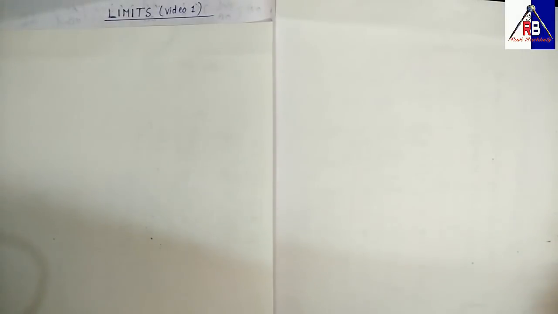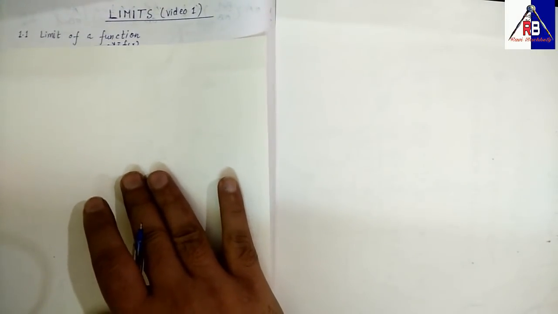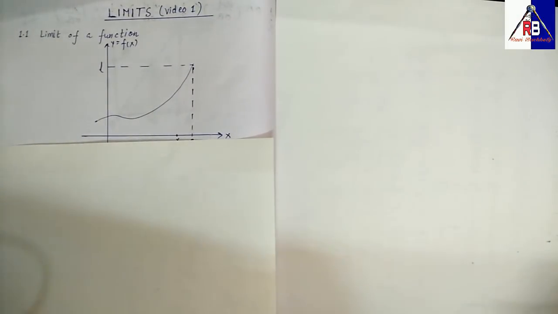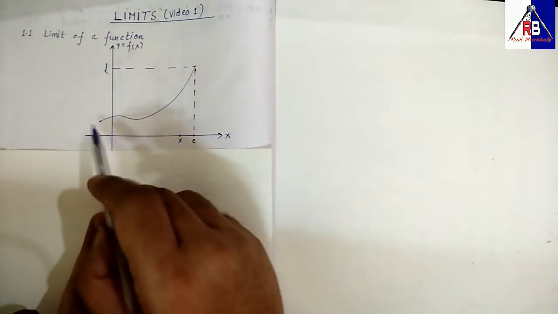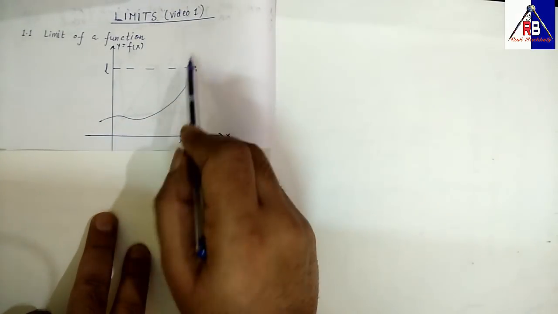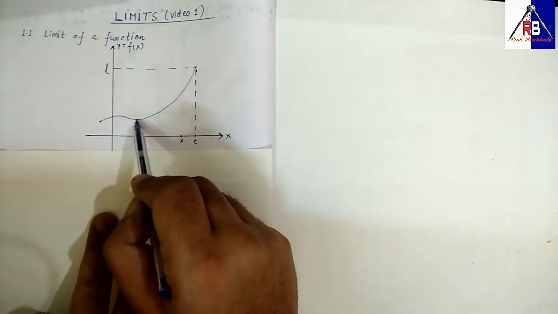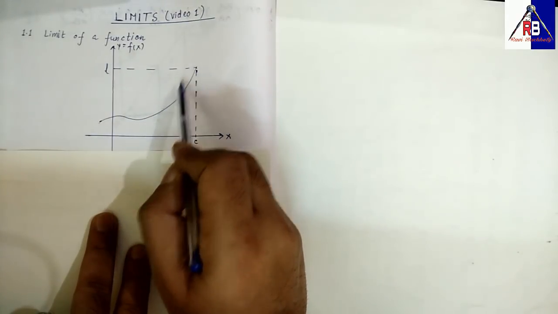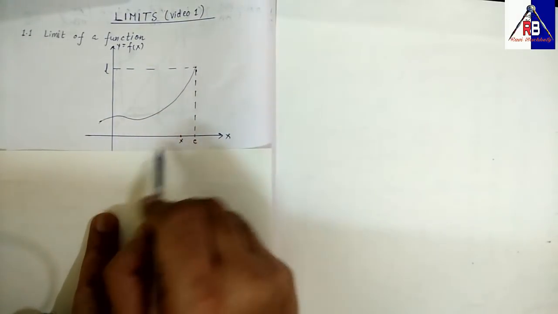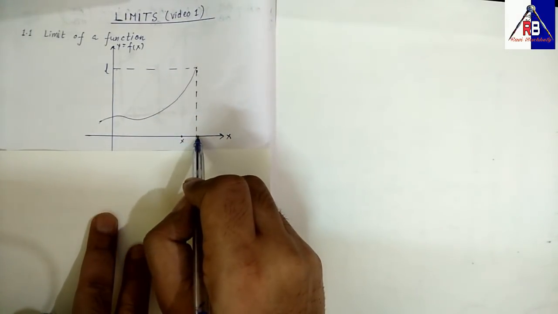First of all, we'll discuss limits. Limit of a function. The notion of limit of a function is very fundamental in the study of calculus. Roughly speaking, a function f(x) approaches a limit L, as you can see in the diagram. This curve represents a function. A function f(x) approaches a limit L. It means it tries to become L as x approaches c.